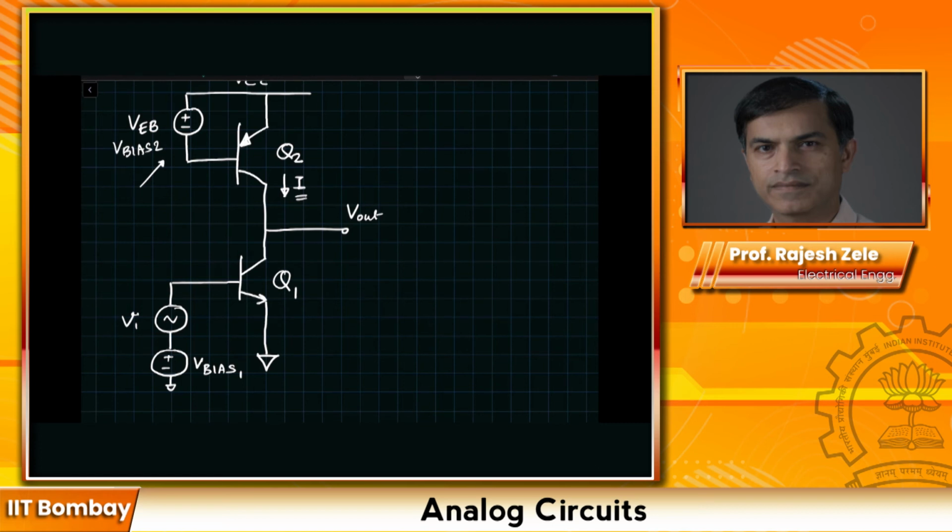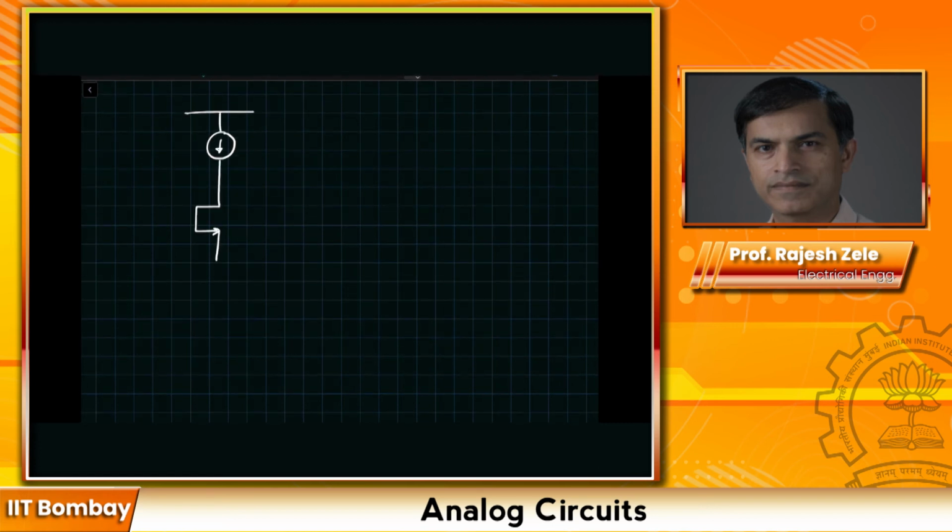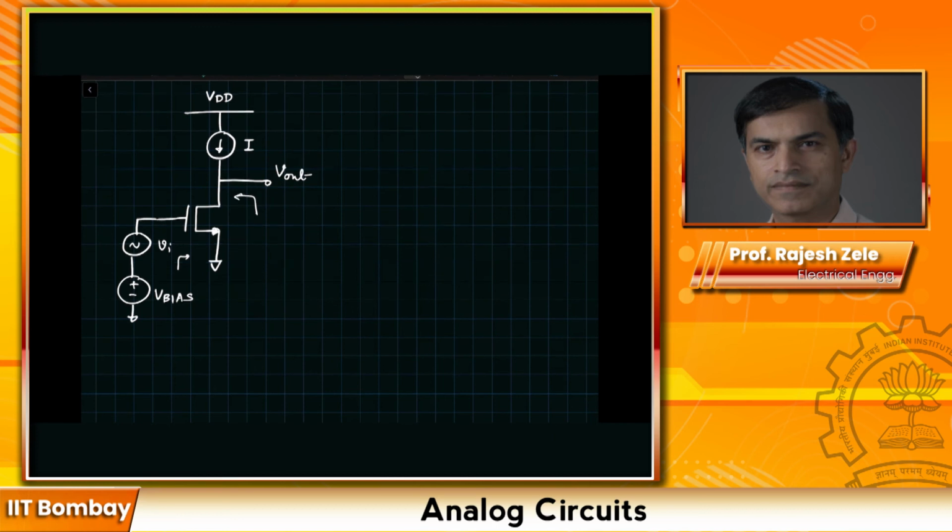Now let's do the same analysis for the MOSFET transistor. I want you to think about what this amplifier would be called. This is your input and this is your output. Which terminal is the common terminal between input and output? As you would have guessed, it's the source of the transistor, as a result of which we call this a common source amplifier, or CS amplifier.